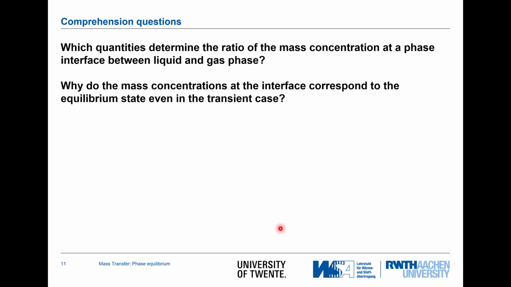Now with that, I'm coming to some comprehension questions, and one would be: which quantities determine the ratio of the mass concentration at a phase interface between liquid and gas phase? It's clearly explained in the video. Have a look and try to formulate it yourself. And the next point would be: why do the mass concentrations at the interface, even in the transient case, correspond to the equilibrium state values? Again, have a look, try to understand and answer these questions yourself. So it has to do with the Henry coefficient here.